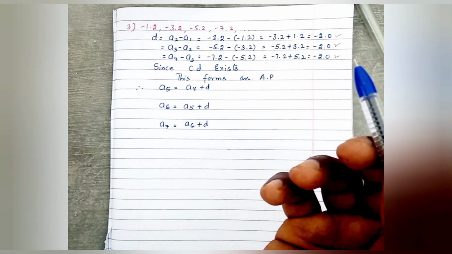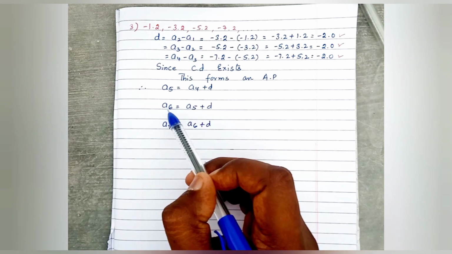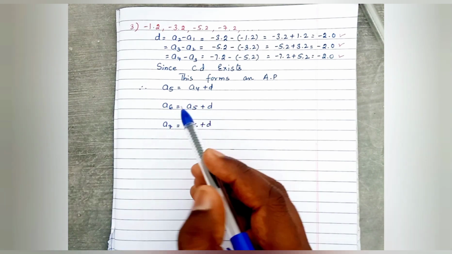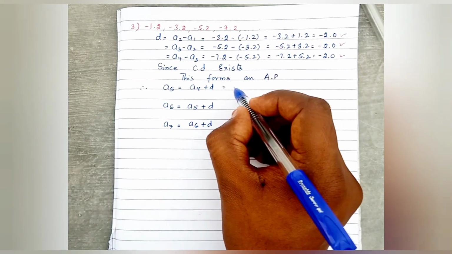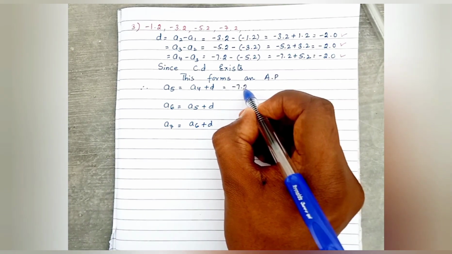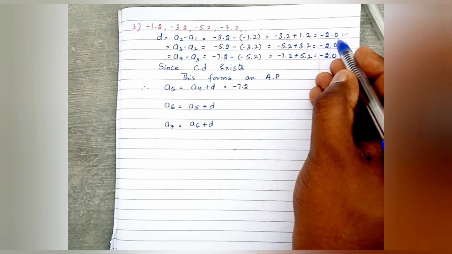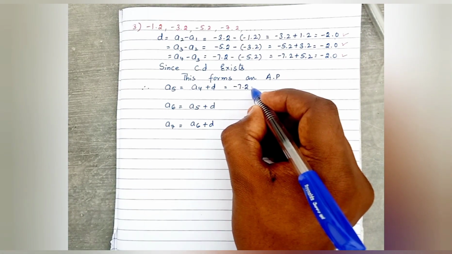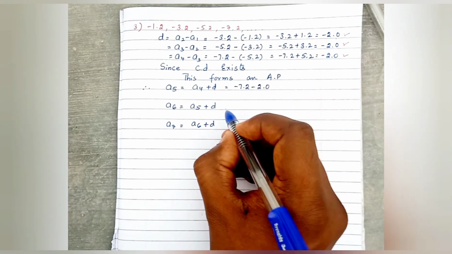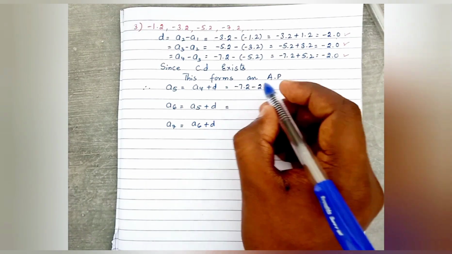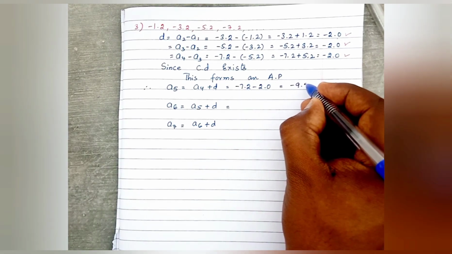What is A4? A4 is minus 7.2. A5 is A4 plus D, A6 is A5 plus D, A7 is A6 plus D. What is A4? Minus 7.2. What should I add? I should add the common difference, minus 2.0. The same way, what is A5? I should find minus 7.2 minus 2.0, you'll get minus 9.2.